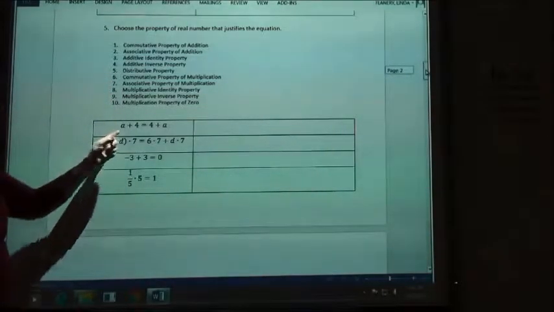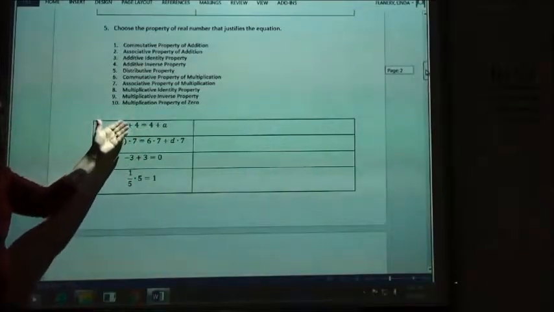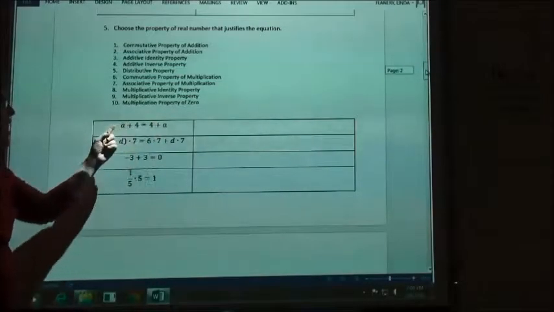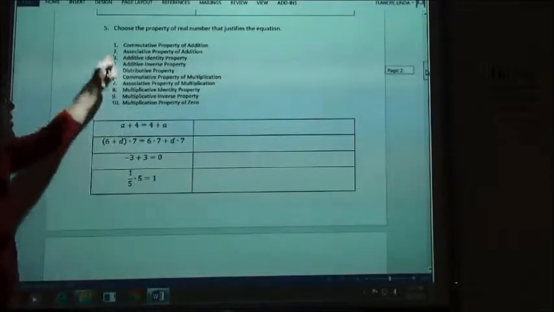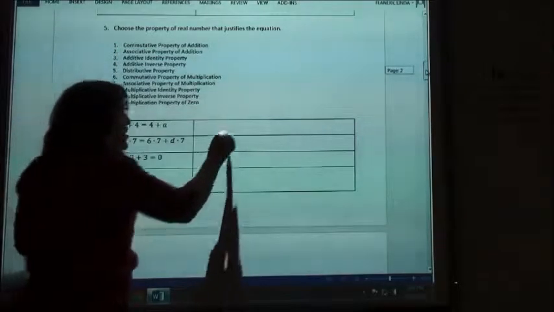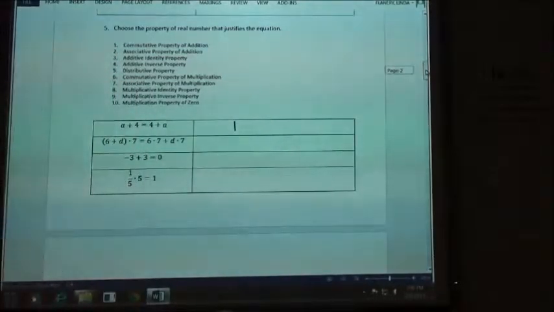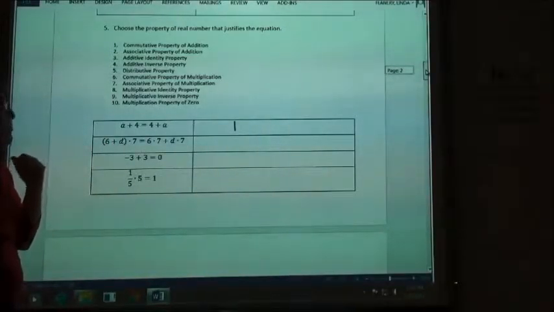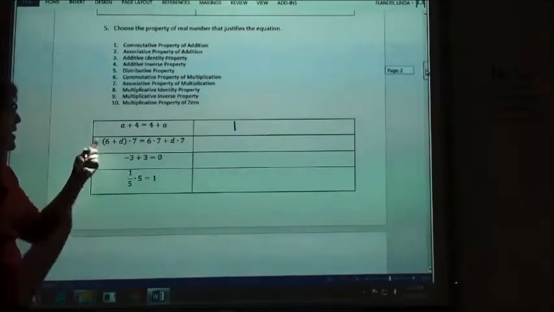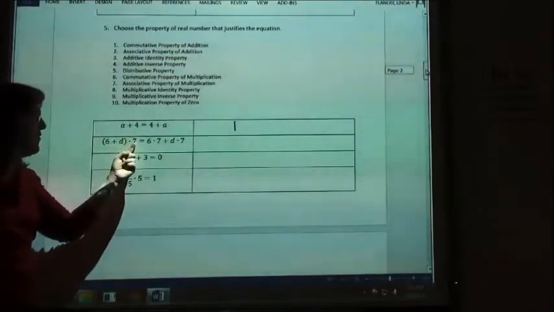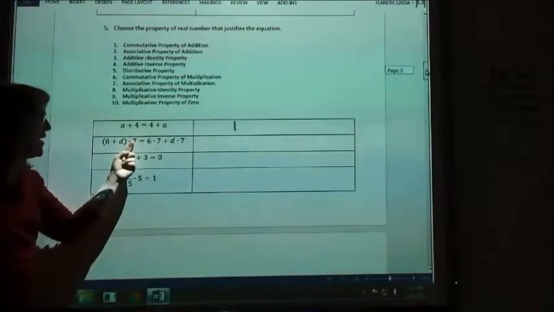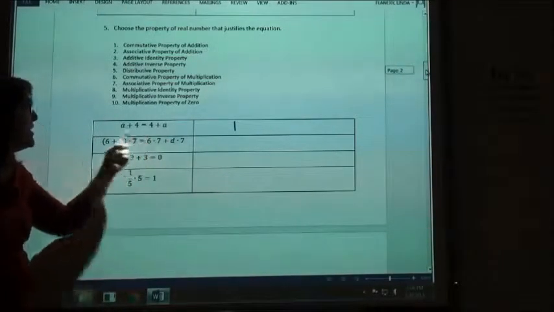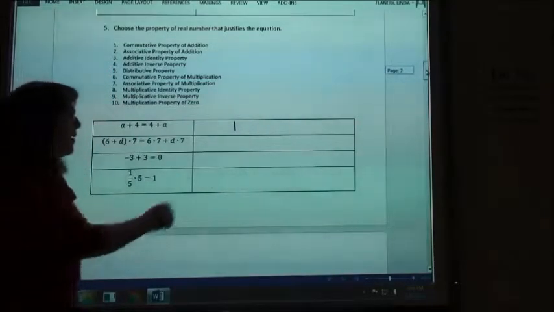So I look at this first one, I'm adding. A plus 4 equals 4 plus a. I've switched the order, commutative property of addition, which is our first property. Here, I have both adding and multiplying. Tells me it's probably the distributive property. I took 6 times the 7, d times the 7. I got rid of my parentheses. That's my distributive property number 5.